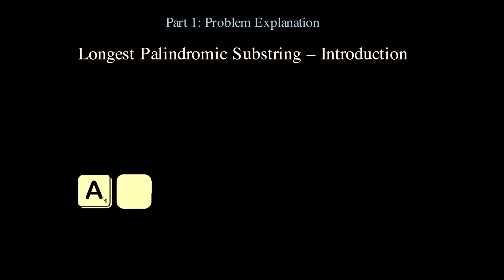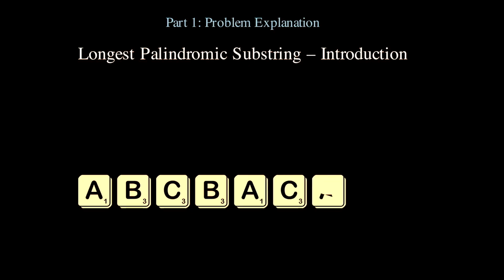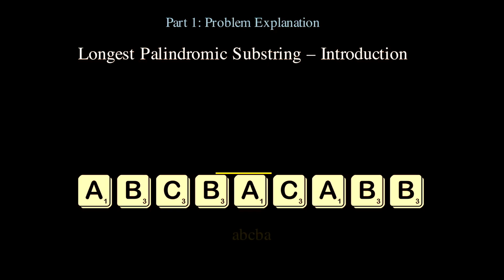Now consider this 9-character string. It actually contains several palindromic substrings of various sizes. One palindrome here is ABCBA, the same forwards and backwards. We also find BACAB in the middle. It overlaps with the previous one. And of course, two identical letters BB form the simplest palindrome at the end of the word.